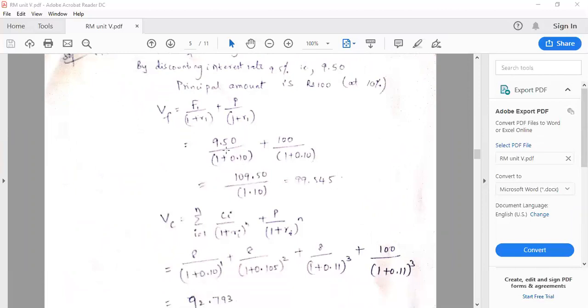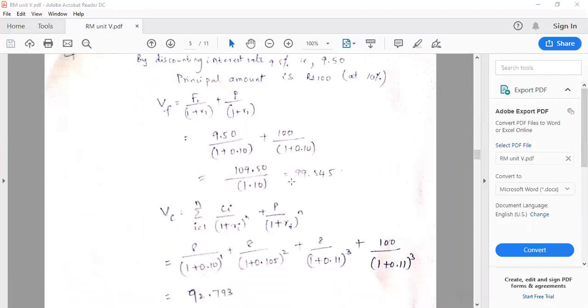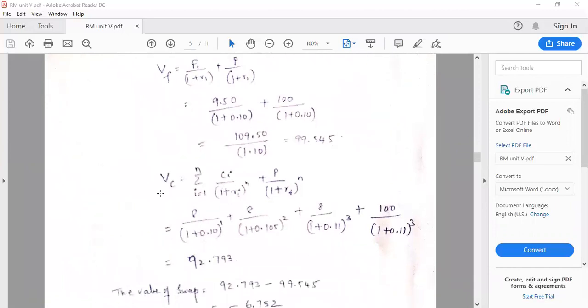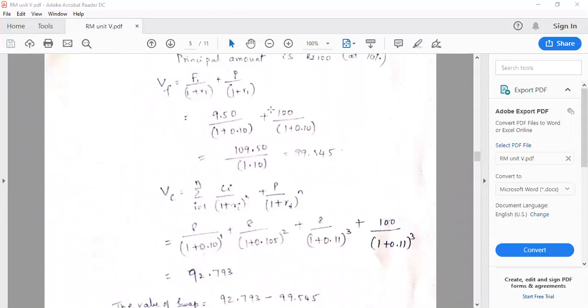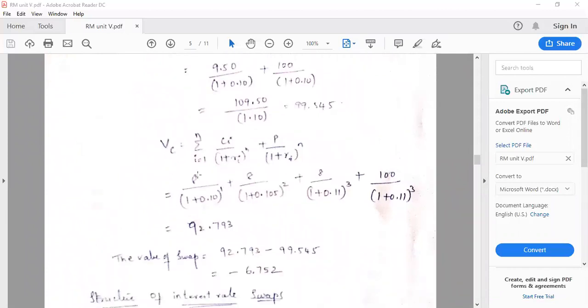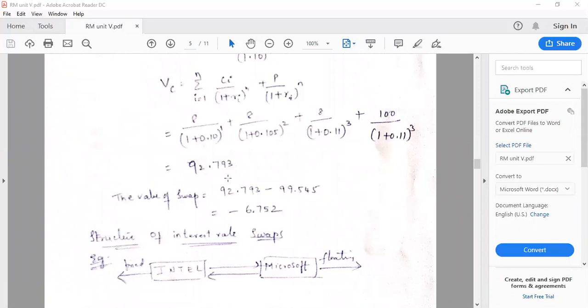Just substituting F as 9.5, 1 plus R is 1 plus 0.10, so 100 by 1 plus 0.10. You will get the value of the floating rate as 99.545. And the value of the fixed rate is based on the time periods 1, 2, 3: 8 by 1 plus 0.10 for the first period, 8 by 1 plus 0.105 for the second period, 8 by 1 plus 0.11 for the third period, right? Finally, the total is the notional principal value plus the third year's interest. If we calculate all these, we get 92.793. So the value of the swap would be minus 6.52.